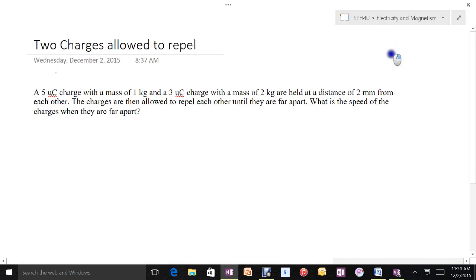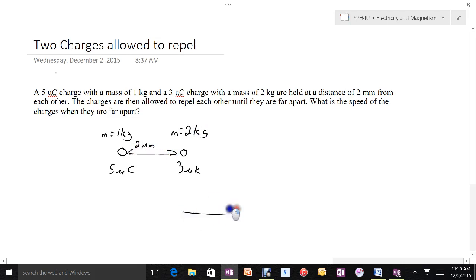So we have a 5 microcoulomb charge with a mass of 1 kilogram, and a 3 microcoulomb charge that has a mass of 2 kilograms. They're held at a distance of 2 millimeters apart. And then they're let go and allowed to repel, so they fly off in opposite directions until they're far apart from each other.